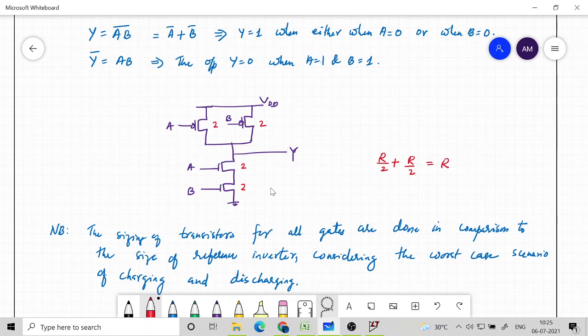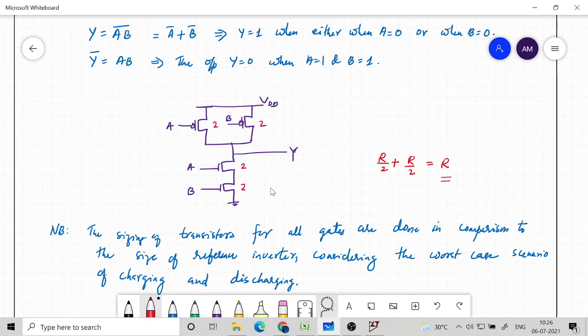So I am doubling the size. Wn is now doubled. I can go any multiple of the minimum size, from 1, 2, 3, etc. I can increase, but I cannot decrease. I cannot go lesser than 1. So if I make 2, then when they are connected in series, R by 2 will become R. So this is basically corresponding to the reference inverter.